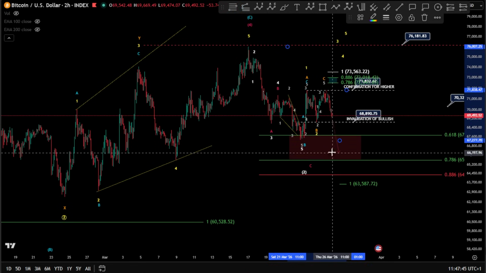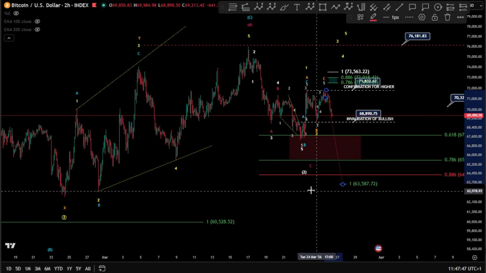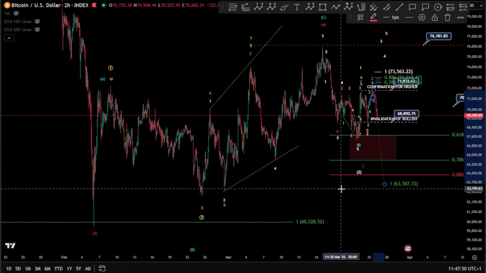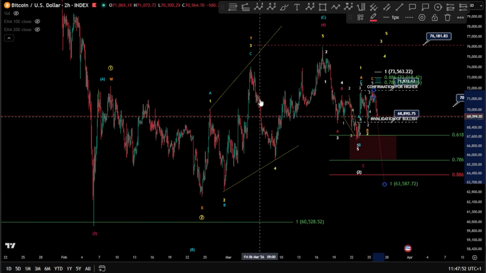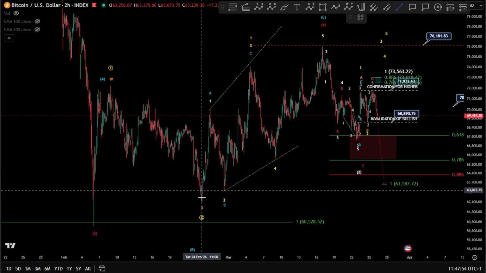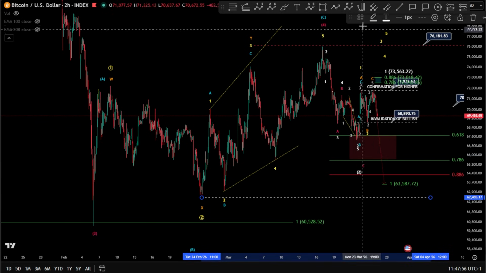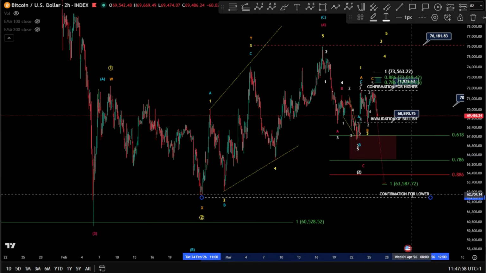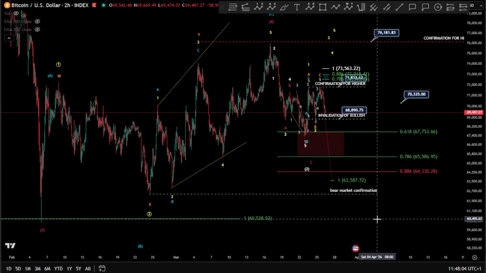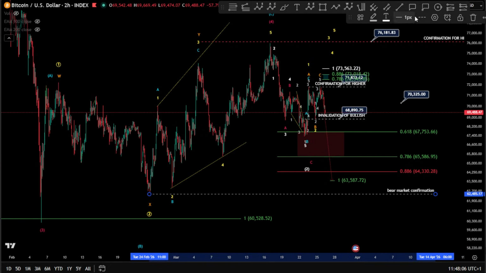1-to-1, as you can see anyway, that it breaks the 886, which is very interesting. Now, of course, this is our bear market confirmation, right? So I'm going to put it there. Bear market confirmation. Yeah, the same as we saw on the daily. So this is exactly the price.